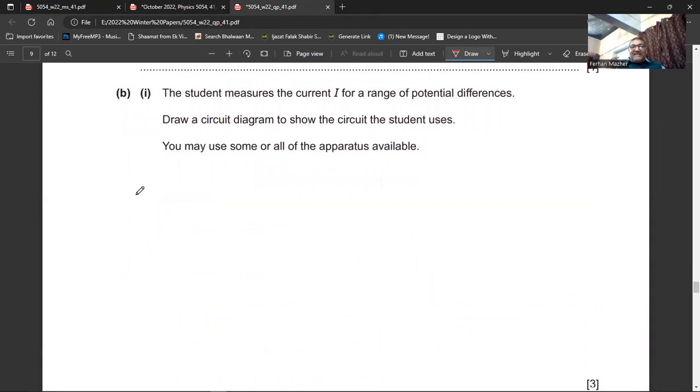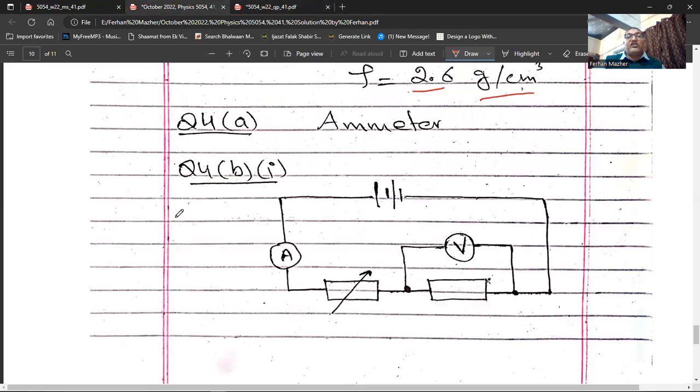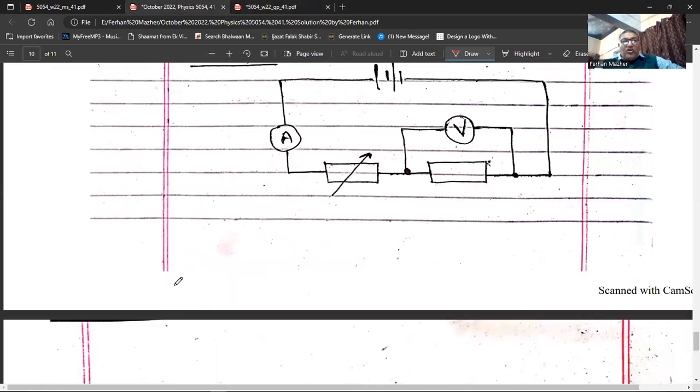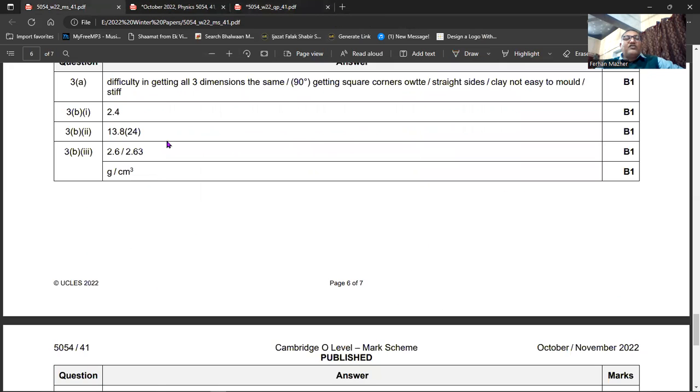The student measures the current I for a range of potential differences. Draw a circuit diagram to show the circuit the student uses. You may use some or all of the apparatus available. Okay, so we are going to use the battery, the ammeter, connecting leads, the variable resistor, the fixed resistor, and a voltmeter which will be connected in parallel to the resistor. Okay, so this is the circuit we are going to draw.